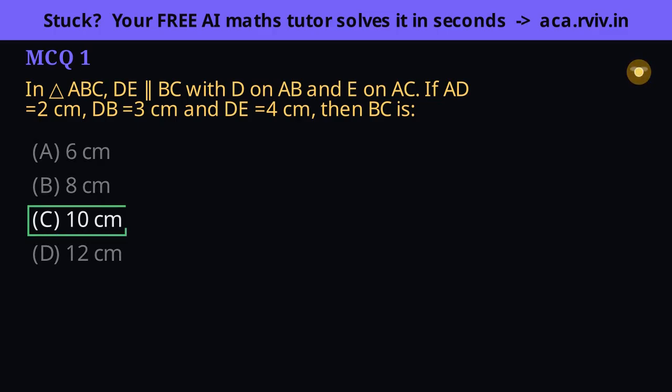6 comes from forgetting to add DB and using AD over DB. 8 comes from just doubling DE. 12 overscales by using 3/5. Only 10 uses the correct whole side ratio.